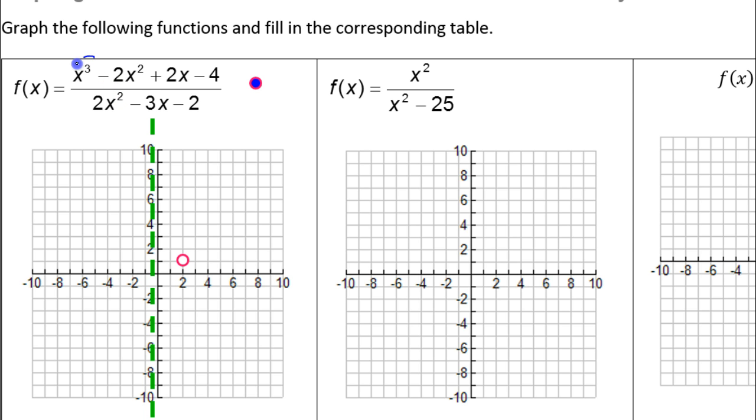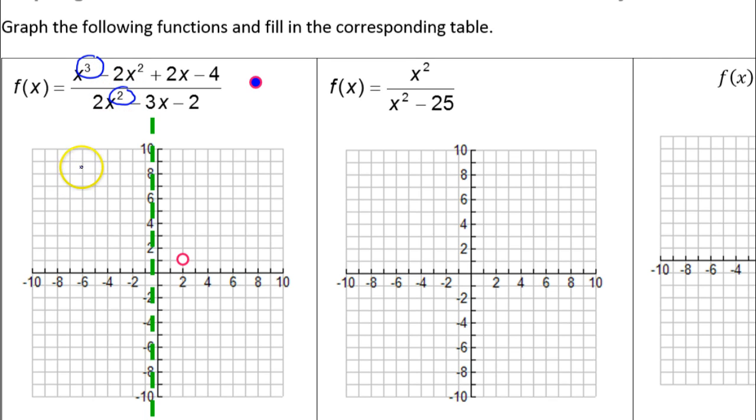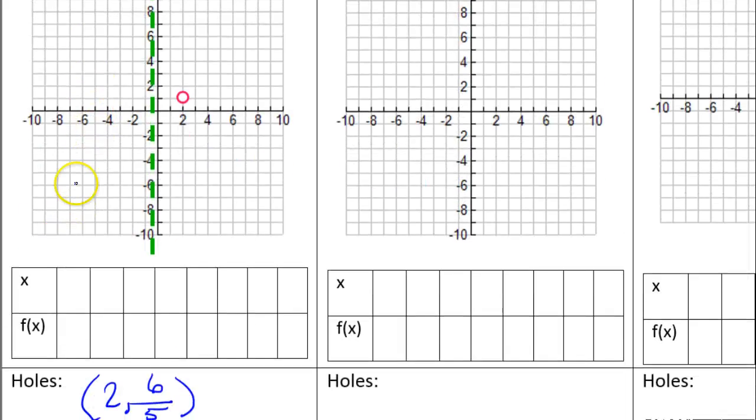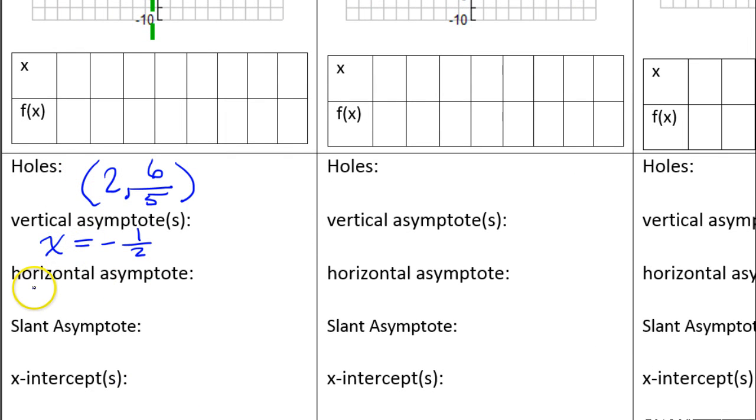The degree of the numerator is 3, the degree of the denominator is 2. When the degree of the numerator is greater than the denominator, there is no horizontal asymptote. So under horizontal asymptote, we will just write none. But that leads right into slant asymptote.